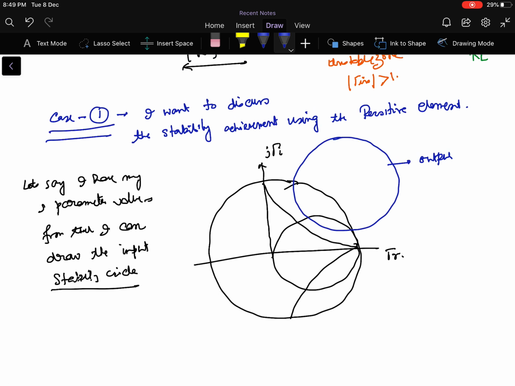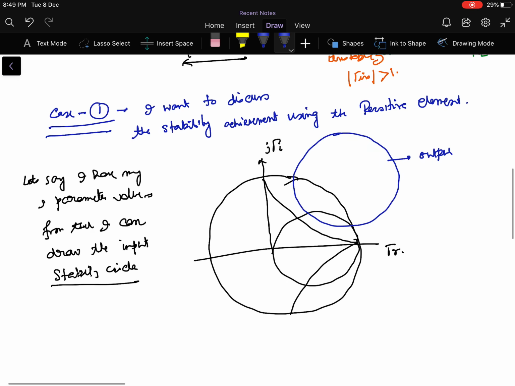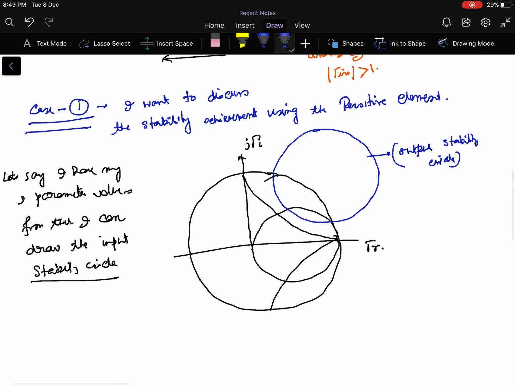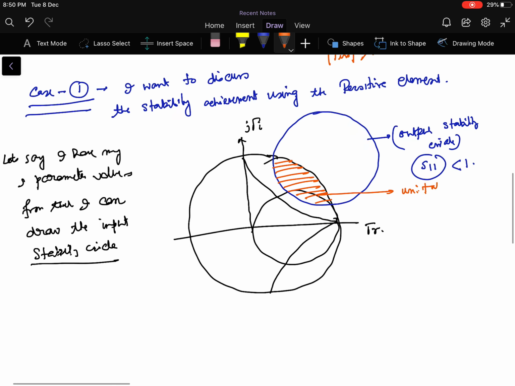I'm discussing a case, in any general case. In that general case, this is my output stability circle, and the value of S11 is such that, let's say, it is less than 1. So in that case, again I can call that my unstable region is like this. Now this means this is the region where it is unstable.